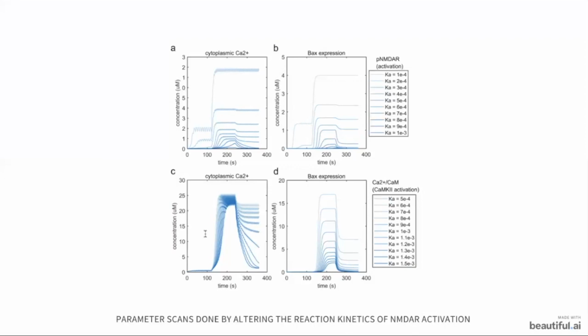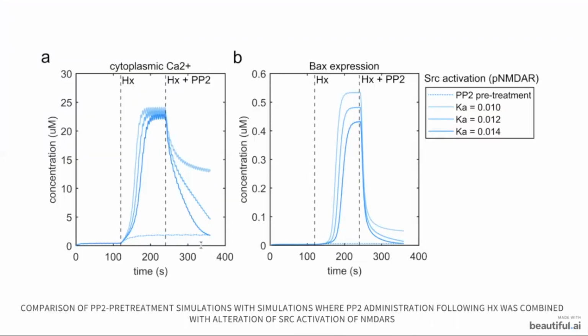By contrast, when we altered the reaction kinetics of MK2 activation, we saw a uniform relationship between calcium influx and Bax expression during hypoxia. But for Ka values that were less than 9 times 10 to the negative 4, we saw that calcium influx.